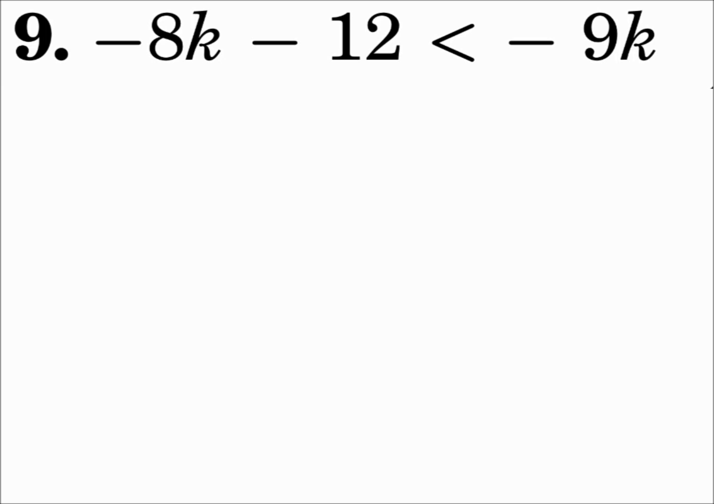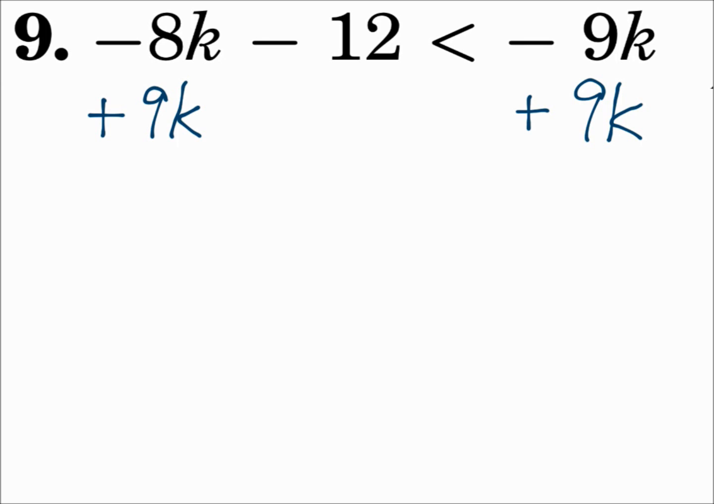Number 9. Negative 8k minus 12 is less than negative 9k. Well, you have variables on both sides, so let's get them on one side. The negative 9k is smaller than the negative 8k, so let's move it. Since it's a negative 9k, we'll do the opposite and add 9k to both sides. Remember, it's sometimes easier if you move the smaller amount of variables to the other side.